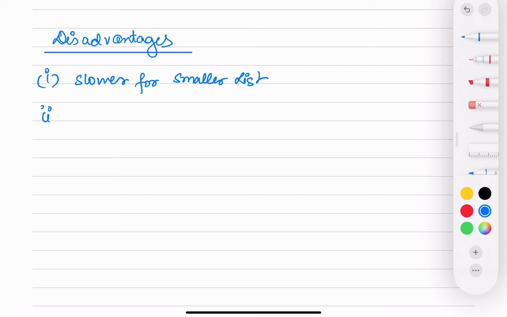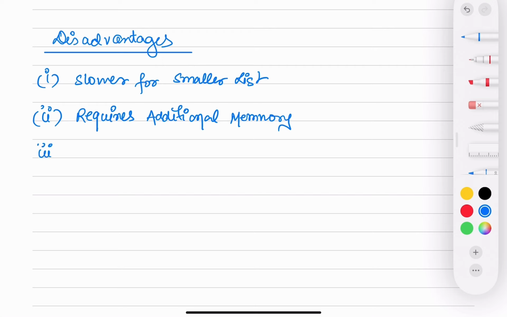Then second, you use a temporary array, that is B of k. That is the extra space you need. So it requires additional memory, that is O of n, which is proportional to the size of the array you have.